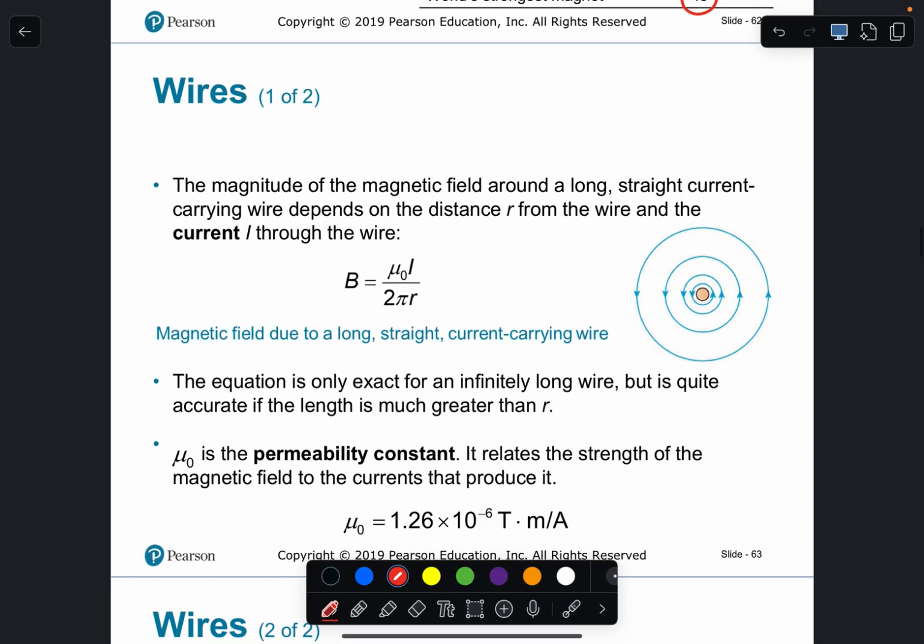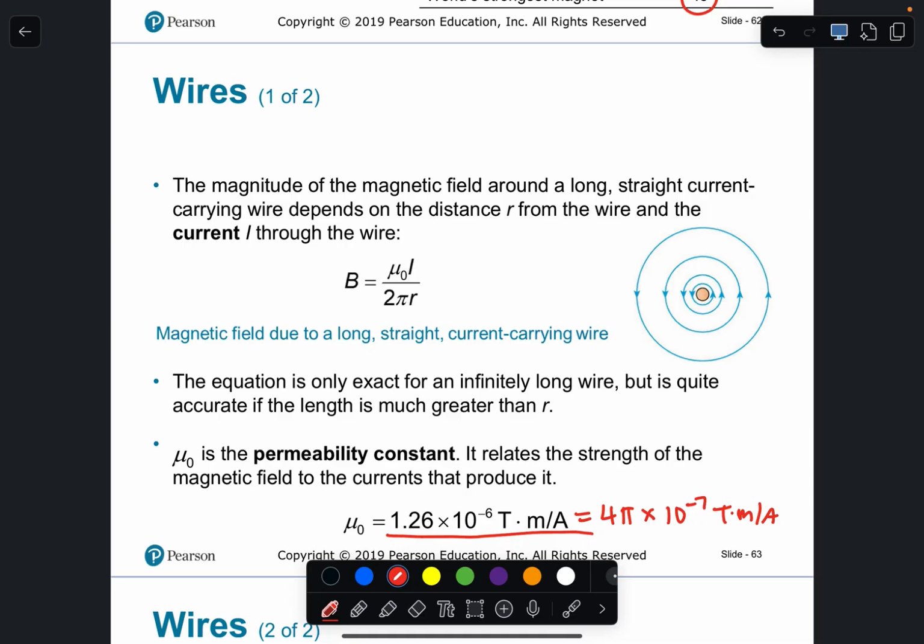So here we go. The magnetic field magnitude created by a straight wire, okay? The magnitude involves a new constant called the permeability constant. Its value is right here. This is also equal to 4 pi times 10 to the minus 7. So when you do 4 pi, it's 12.56, but you move the decimal over.